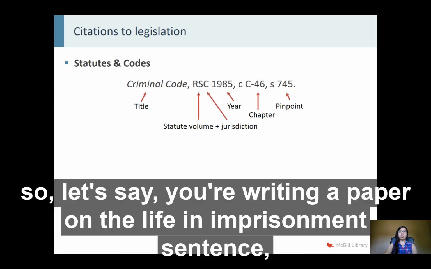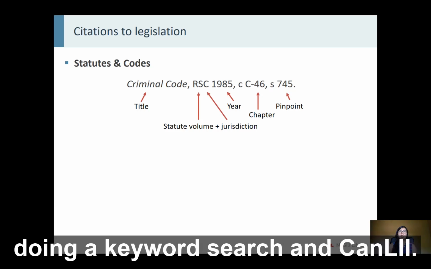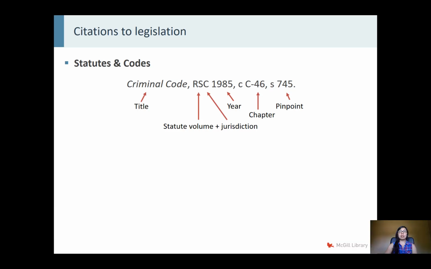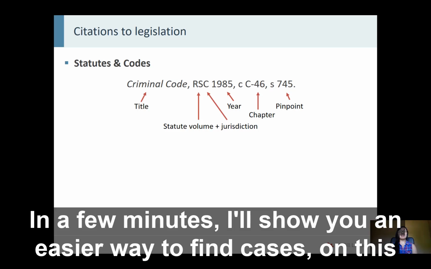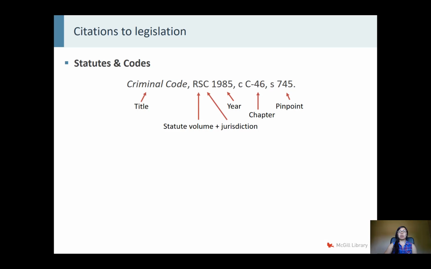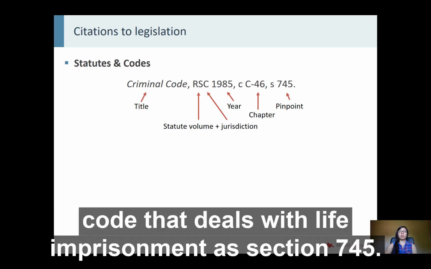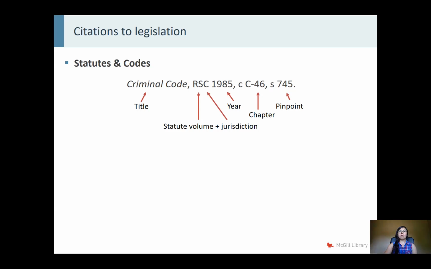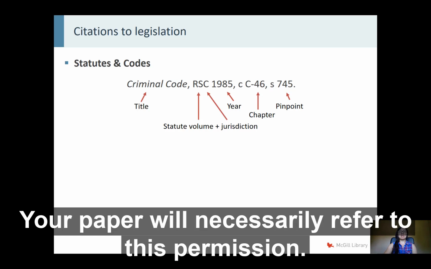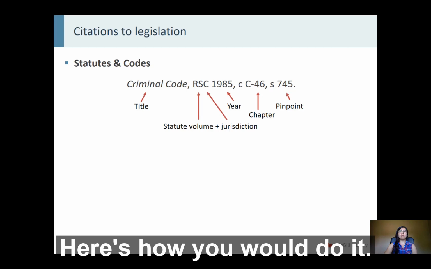So let's say you're writing a paper on the life imprisonment sentence. You'll recall that we tried to find cases on this topic last module by doing a keyword search in CanLII. In a few minutes, I'll show you an easier way to find cases on this topic that does not involve keyword searching. First, though, let's assume that you know that the provision of the Criminal Code that deals with life imprisonment is section 745. Your paper will necessarily refer to this provision, so you want to cite to it properly in the paper. Here's how you would do it.